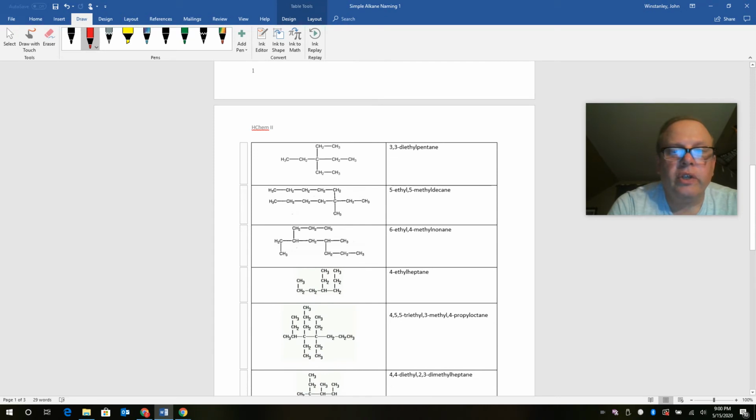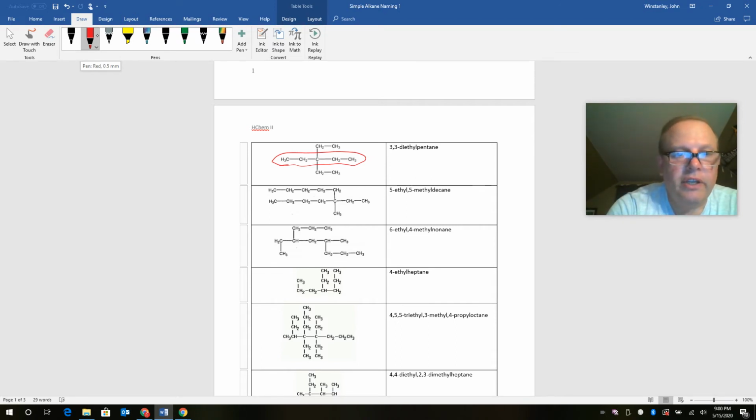All right, let's go to here. Pentane, again, diethyl. So we're going to go with five carbons. It's as long as we can go. One, two, one, two. So two ethyls right in the middle, 3,3-diethylpentane. Looking good. Okay. Here, it is a decane, meaning there's a 10 carbon chain in here somewhere.